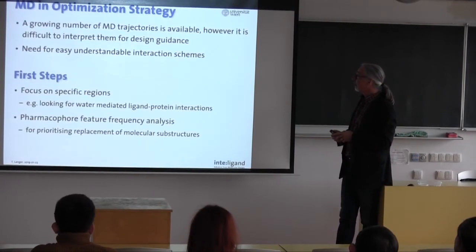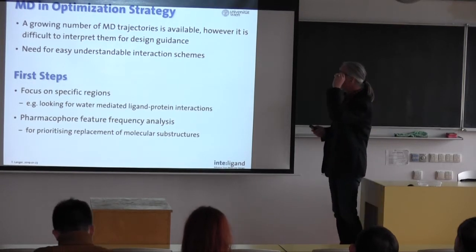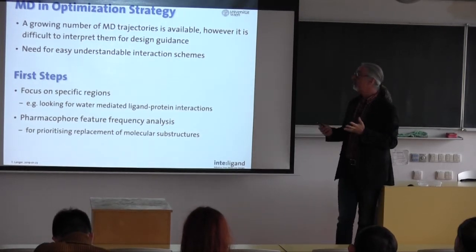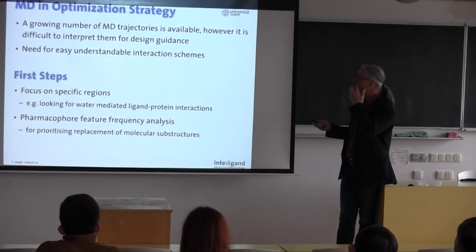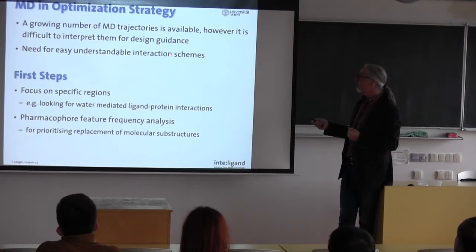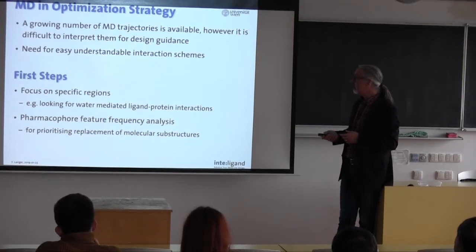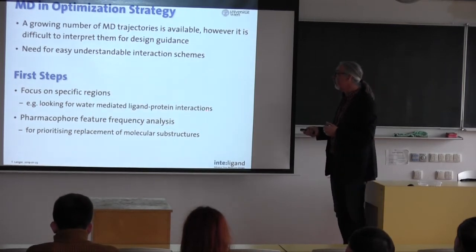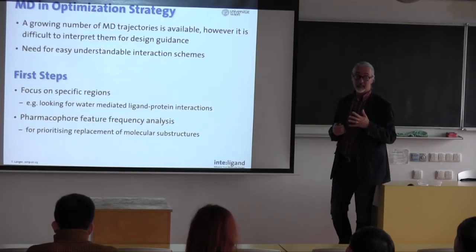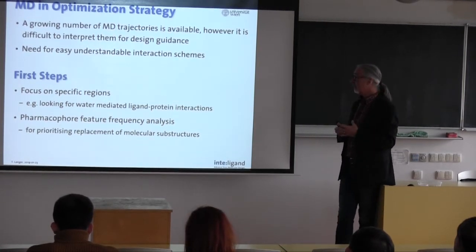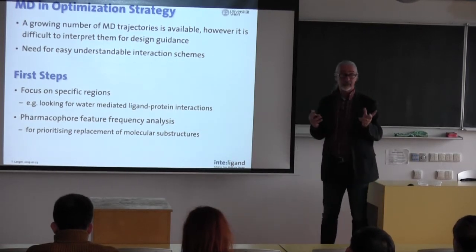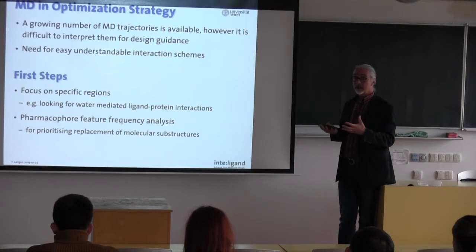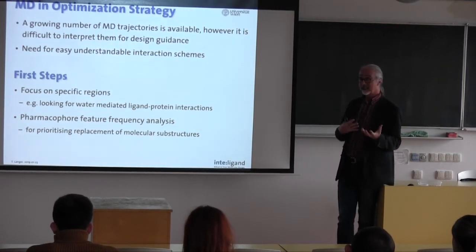So actually, what we still need to continue to work on: a growing number of trajectories is available. It's difficult to interpret them for design guidance, so we need easily understandable interaction schemes. The first steps will be to focus on specific regions to look for water-mediated ligand-protein interactions. This is something that is very important. Water in dynamic simulations, of course, correctly set up. Is this a water molecule that is entropically favored or entropically disfavored?